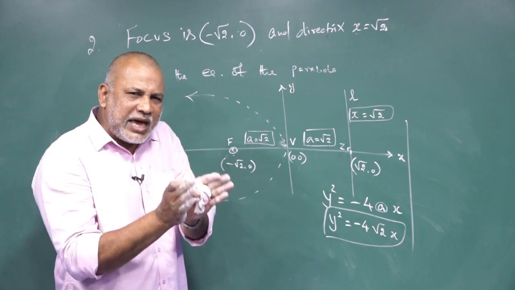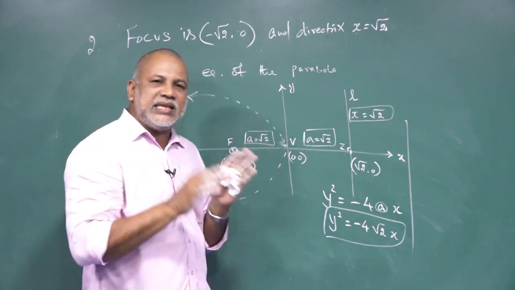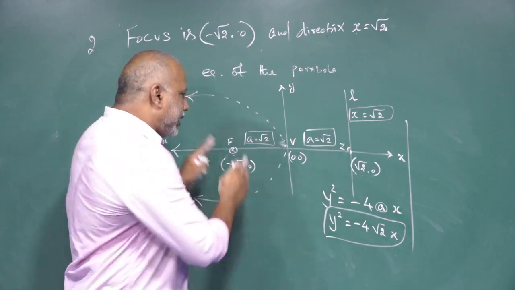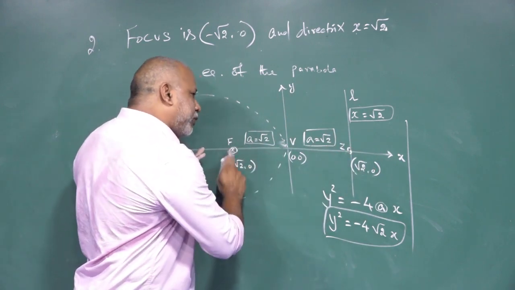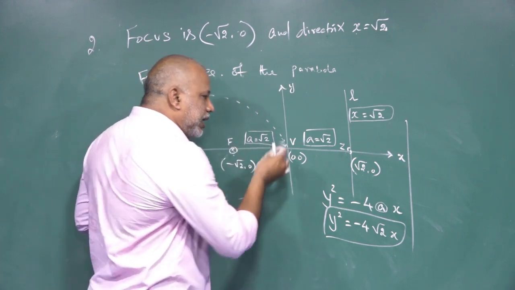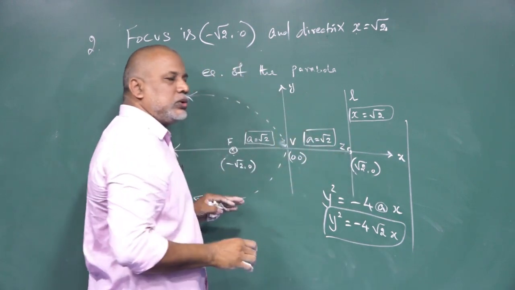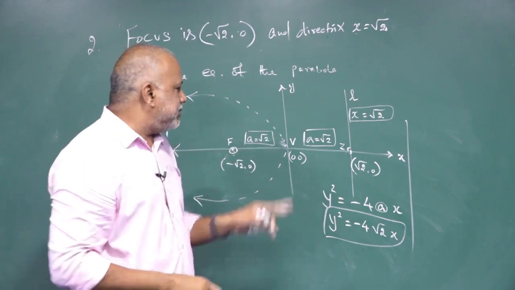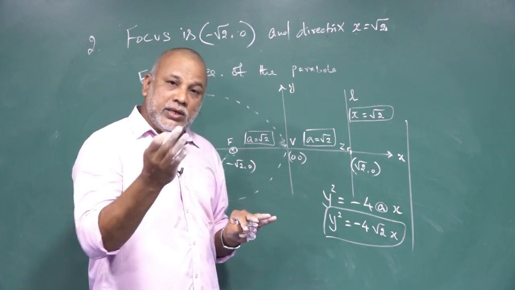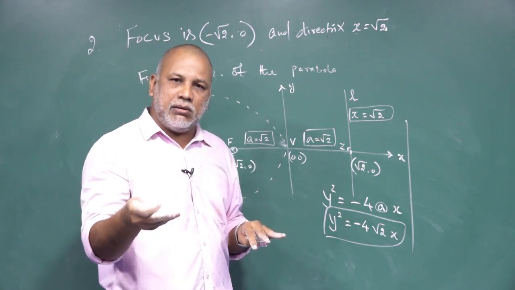Dear student, carefully listen to this concept. Vertex is the midpoint of F and Z. That means it must be equidistant from the focus. See, VF is a, that is root 2. Here VZ is also root 2. Therefore, this is the important concept: vertex is the midpoint of F and Z. You take down the theoretical part, already explained.